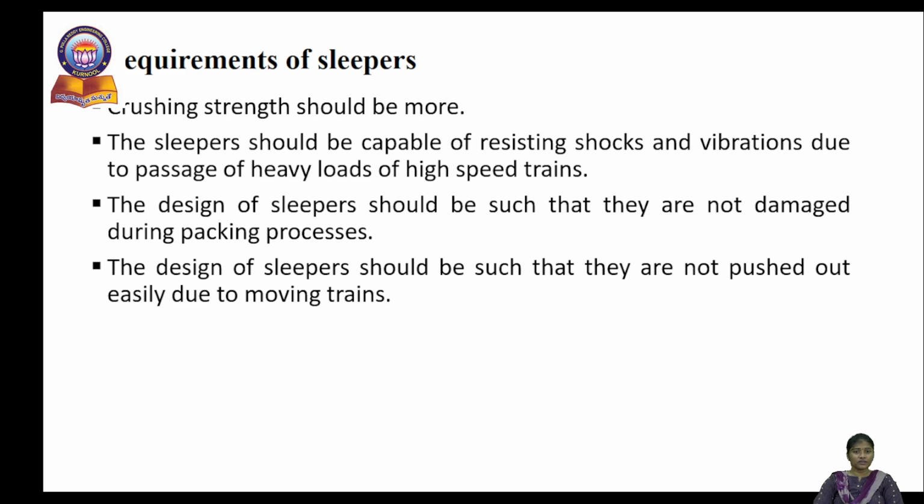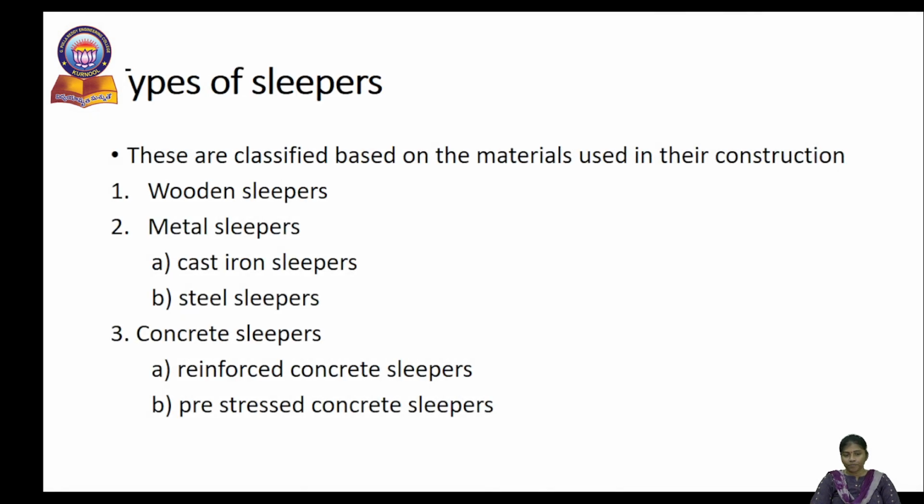So crushing strength must be more for sleepers. Sleepers should be capable of resisting shocks and vibrations due to passage of heavy loads of the high-speed trains. The design of the sleeper should be such that they are not damaged during packing process. The design of the sleeper should be such that they are not pushed out easily due to moving train. So what are different types of sleepers and what are their advantages and disadvantages? So in general, we have mainly three types of sleepers: wooden sleepers, metal sleepers and concrete sleepers.